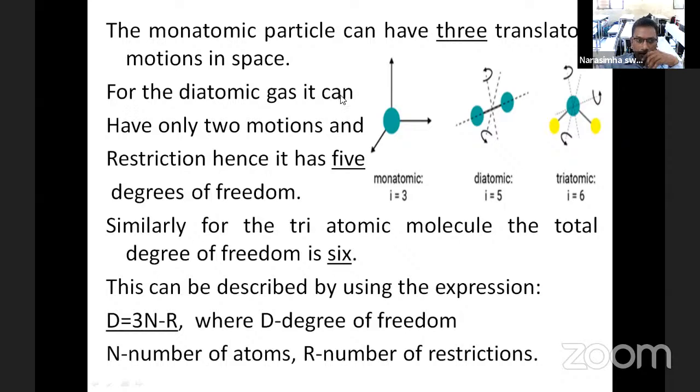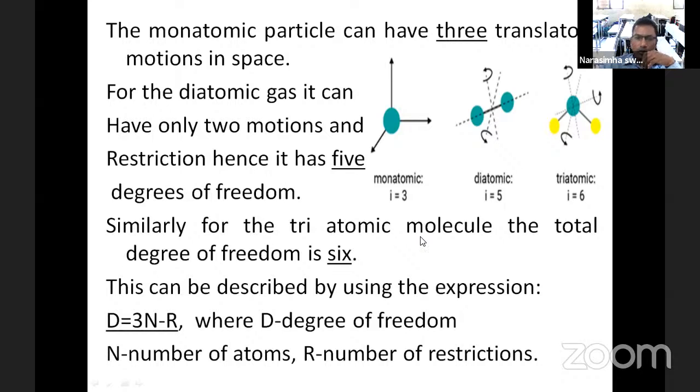Now for the diatomic gas, it has restrictions on its motions, hence it has 5 degrees of freedom. Here is an expression: D is the degree of freedom, and D = 3N − R. R is the number of restrictions, and N is the number of particles in the molecule. As per this expression, we can calculate the degrees of freedom. So using this, we can estimate the number of degrees of freedom. For diatomic, 5 is the number of degrees of freedom.